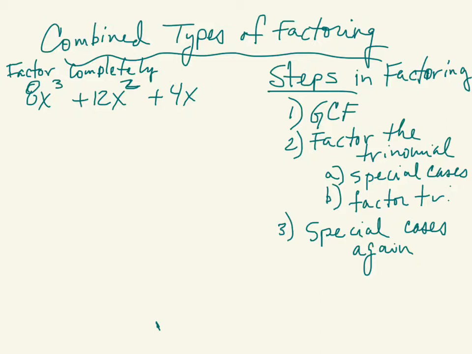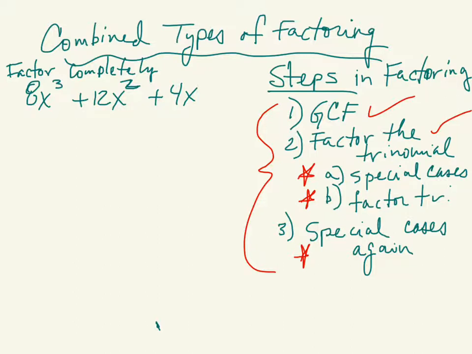I put all this together now, everything I've taught in this chapter, and show you the steps in factoring. I show you these steps right over here. Factor out the GCF. Then factor the trinomial. When we factor the trinomial, you've got to look for special cases first. If there aren't any special cases, just factor it like you know how to factor it. Then at the very end, you've got to look for special cases again.